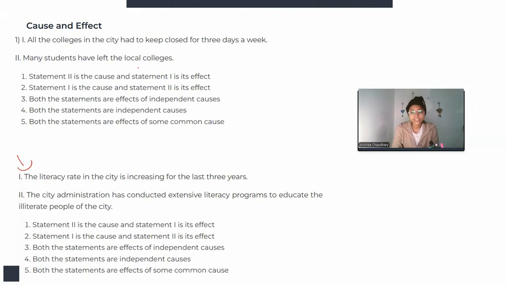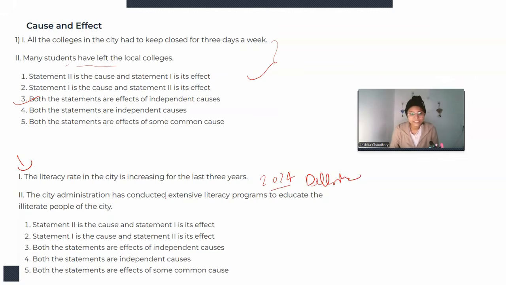And this, many students have left the local colleges. So again, this is the effect of something, right? So both are the effects, but the causes for those effects are independent. They are not interrelated. They are not related to each other, right? Both are effects, but of independent causes. So it would be both are the effects of independent causes. So option number 3 will be the correct answer. Let's move on to the next question. It was asked in Deloitte 2024.